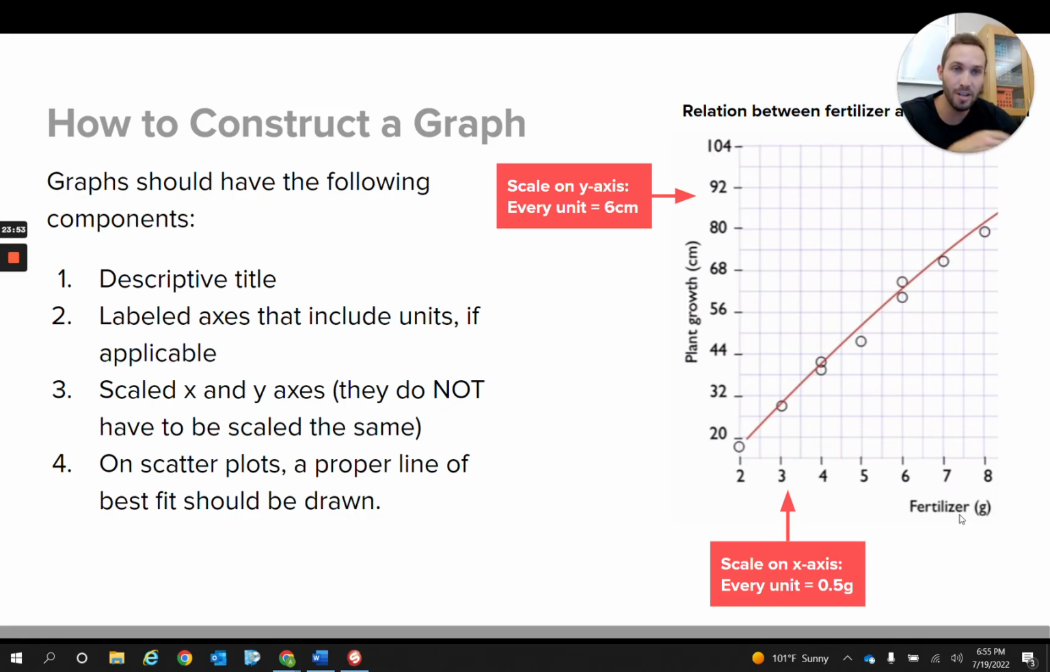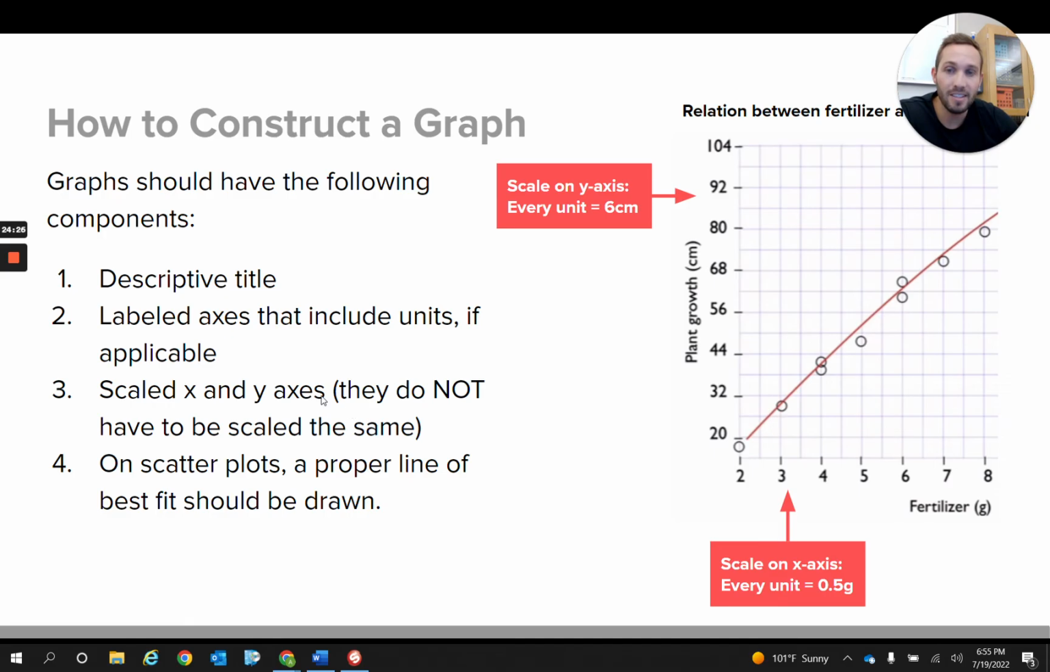You can't just put fertilizer and expect someone to figure it out. I don't know if these are pounds of fertilizer or tons of fertilizer, or different numbered types of fertilizer. So this is talking about grams of fertilizer. And then plant growth, again, they're measuring how much these plants are growing with these different amounts of fertilizer. The unit they're using is centimeters, which is important to know, since these aren't feet or meters tall, it's centimeters tall. So they included the units, which you need to do if there are units to include, which in this case there are for both axes.